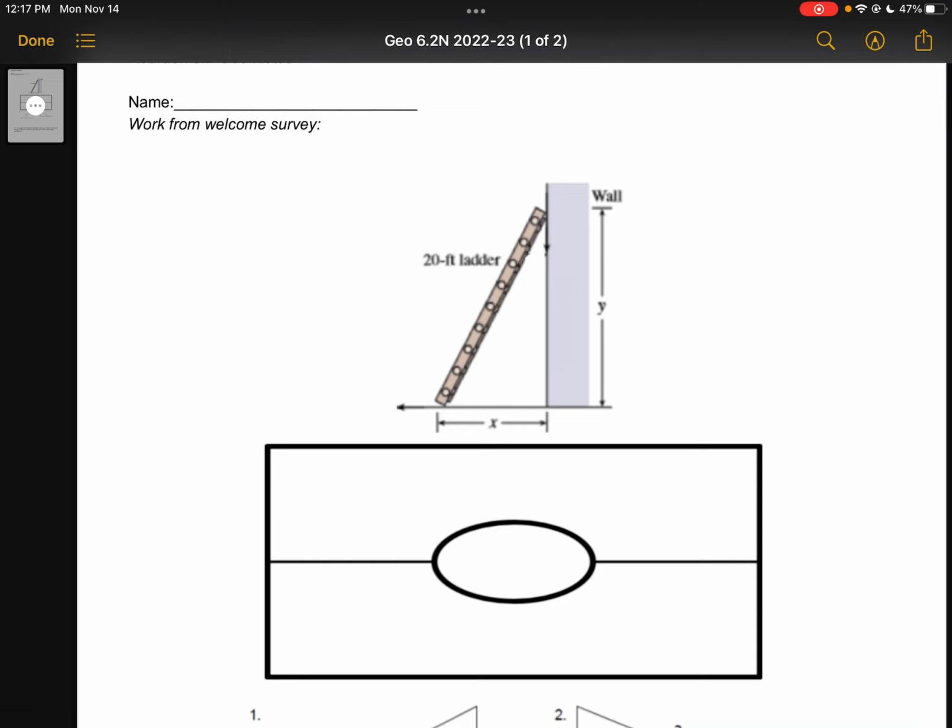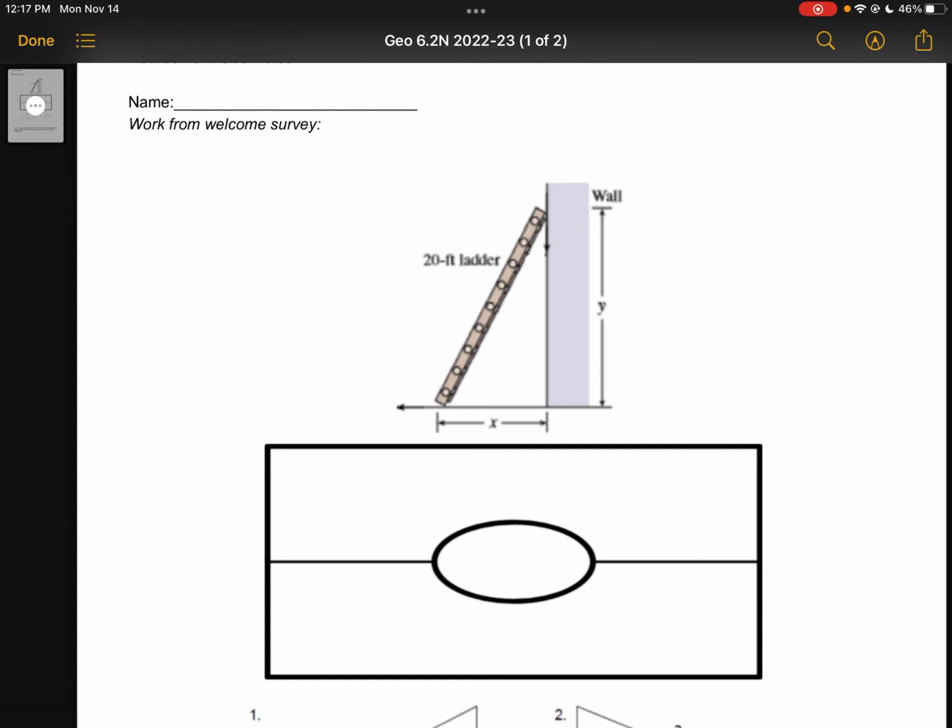So after watching this video, you will be able to identify situations where the Pythagorean theorem applies and additionally do the calculations that allow you to solve for missing sides in right triangles. This is honestly one of the most useful skills we'll see this year because it can be used in a variety of places, a variety of labs, and for solving for a variety of unknown quantities.